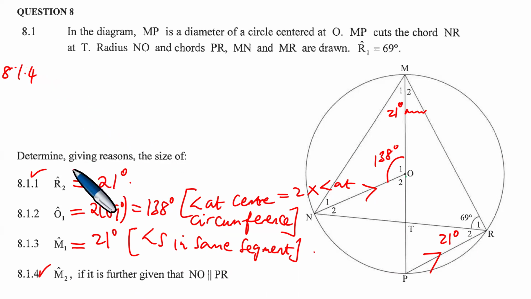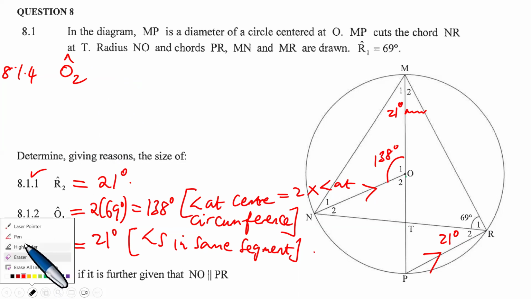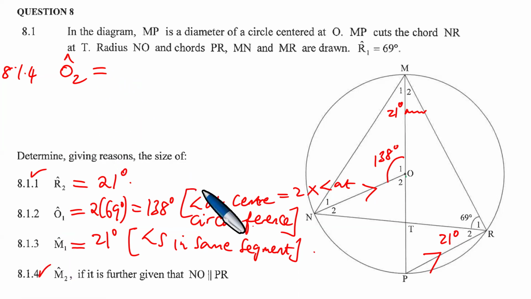Okay, now we then have the angle O2. So the angle O2 is equal to what? There are many ways to do it because you can look at this as a straight line. It's easier, so you can say O2 is 42 degrees.